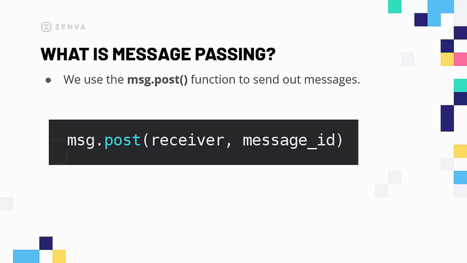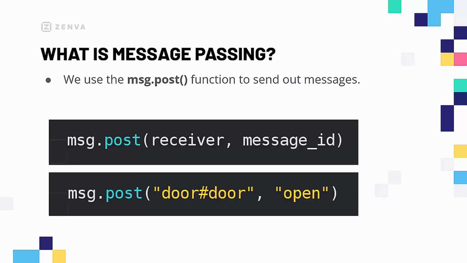Well, what we can do is use the msg.post function to send out a message to a given receiver, okay? Now, we have to send over two parameters. We have to send over the receiver URL and a message ID. Now, both of these are strings. So, for example, if we have a door game object, we would get that door's URL, or we would actually get that door's script's URL. So let's just say we have a door game object with a script component that is named door. Well, this is how we would access it.